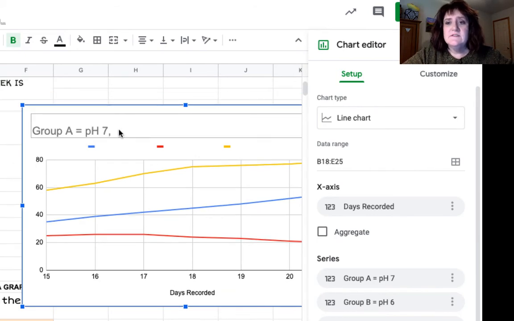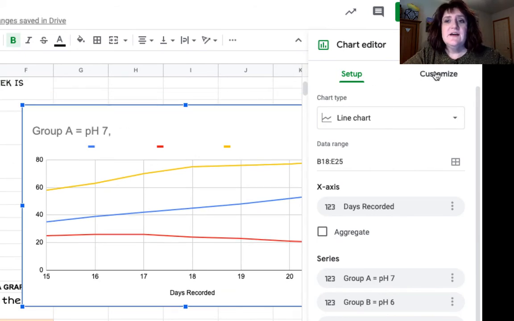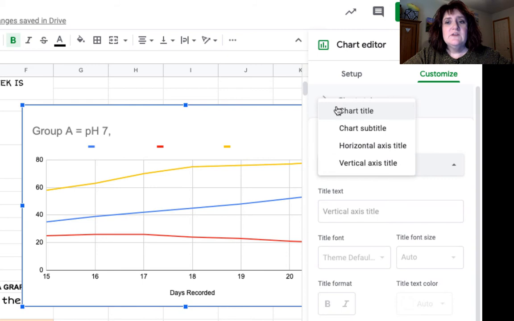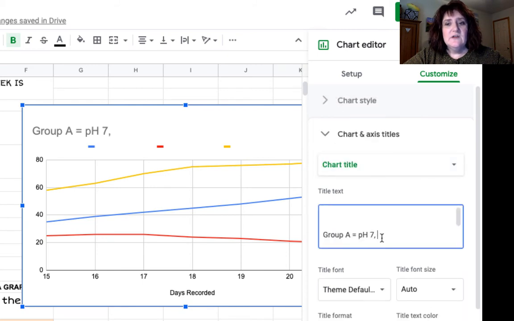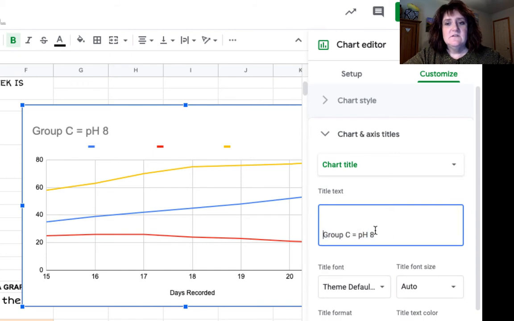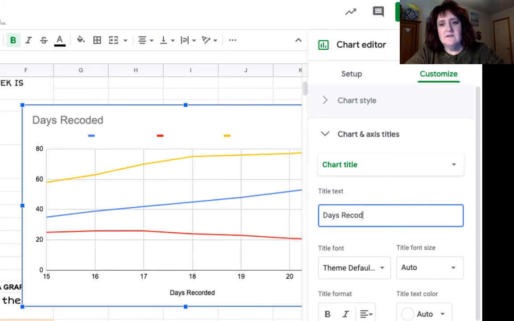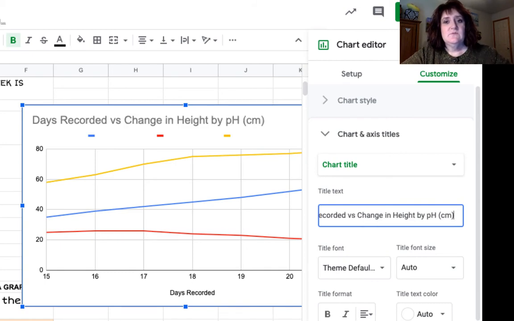Then there's 2 ways to do this. You can go over here to Customize, Chart and Axis Titles. You want to change the chart title, and you'll have to delete everything that's there. Easier said than done. Delete everything that's there, and you want it to say days recorded versus change in height by pH in centimeters. Okay.